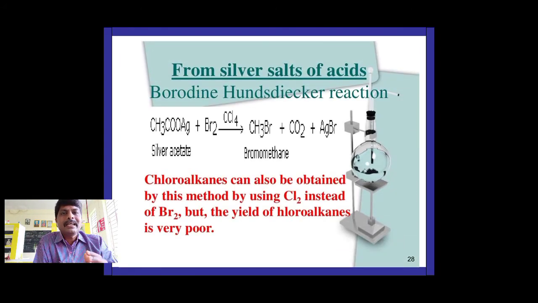So these are the methods in our textbook. There is an additional method for competitive exams like JEE, NEET: the Unsdiecker reaction. You take a silver salt of a carboxylic acid, like silver acetate, and treat it with bromine in the presence of carbon tetrachloride. You will get bromoethane. So this is about preparation of haloalkanes.